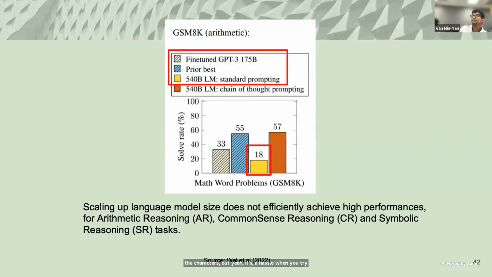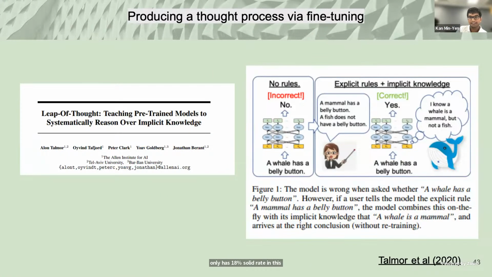Researchers have been trying to tackle this problem of getting language models to reason. They tried scaling up language model sizes. If you look at the PaLM 540 billion parameter model, it only has an 18% solve rate in this mathematical question data set.